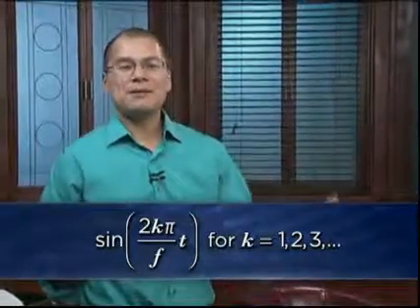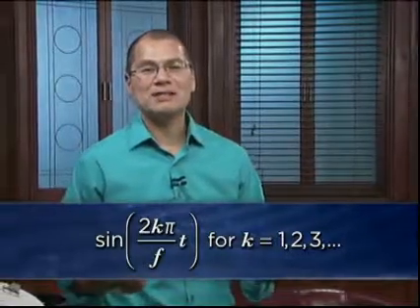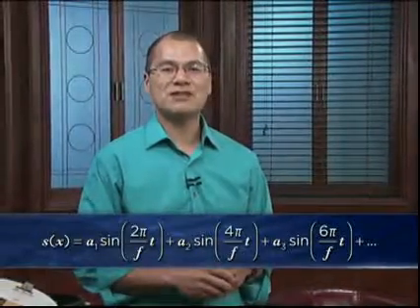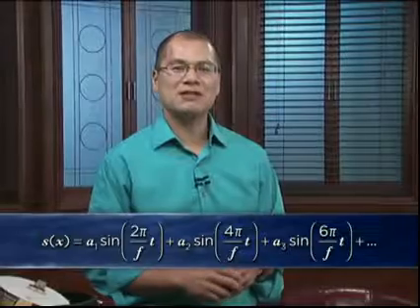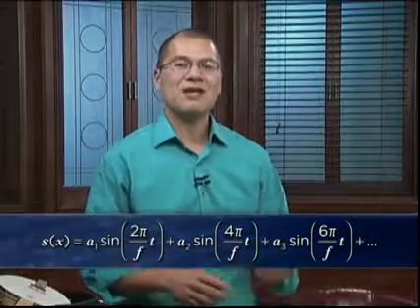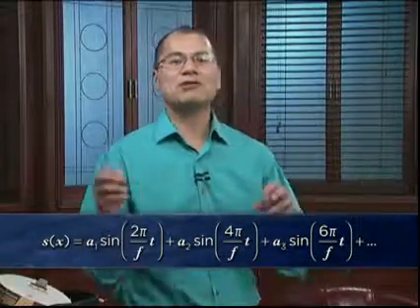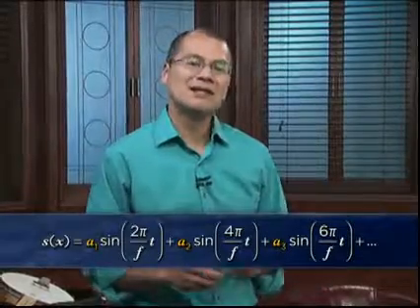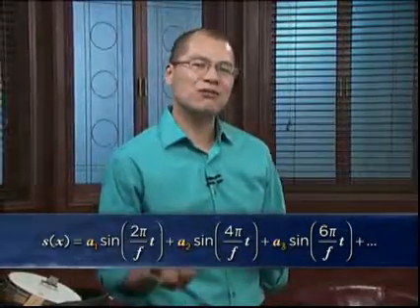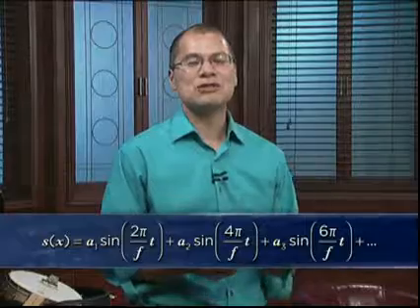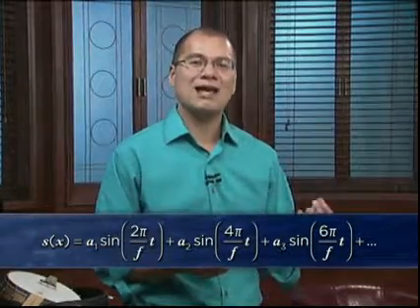We might try to add up and get a sawtooth wave, s of x, by taking sine of 2π over f t, plus sine of 4π over f t, plus sine of 6π over f t. And we might think about taking different amounts of those, and those are the a_k's. And so now we've reduced it to a different question. How much of each one of those ingredients should we take? What should the a_k's be?